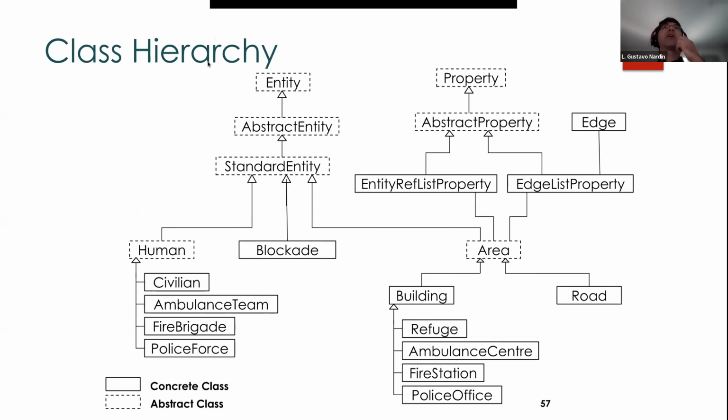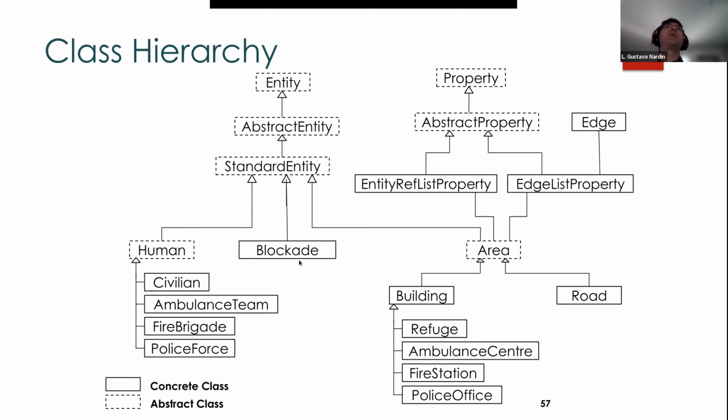So the class hierarchy, I will not go into these details, but we have abstract classes and concrete classes. All the rescue agents are concrete classes, so you can actually instantiate civilian, ambulance team, fire brigade, and police officer. But they extend the human, which extends from standard entity, which is an abstract entity, which is an entity. In the end, the civilian and ambulance team are entities in the map, in our scenario.